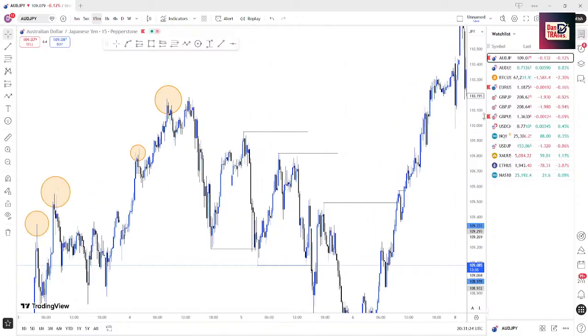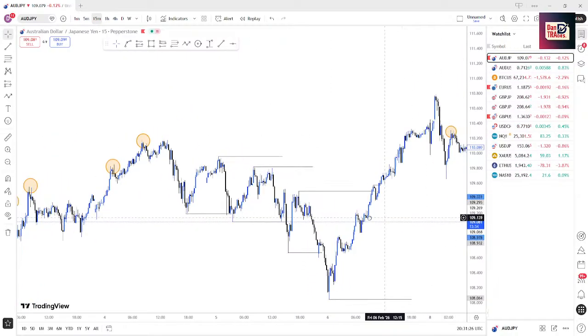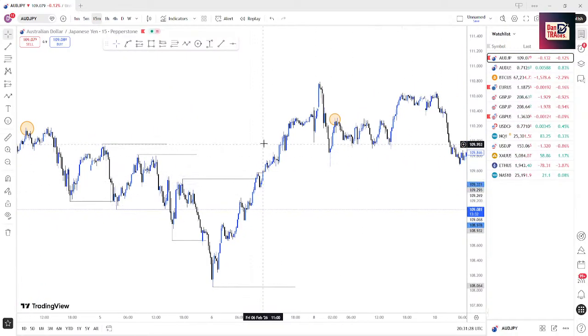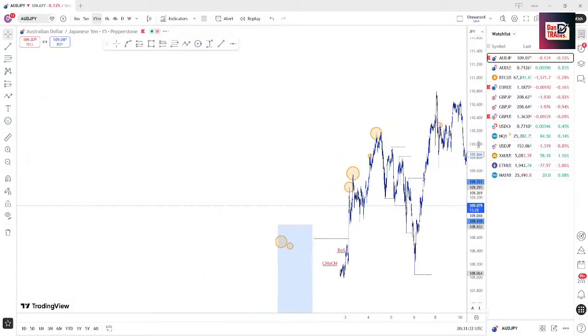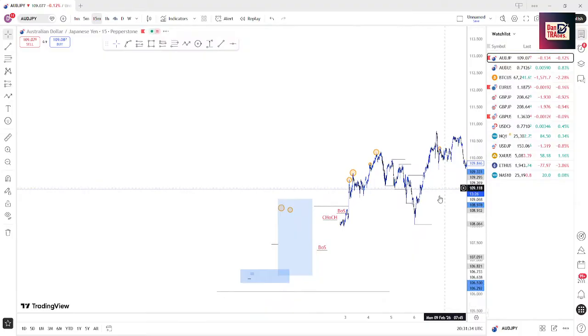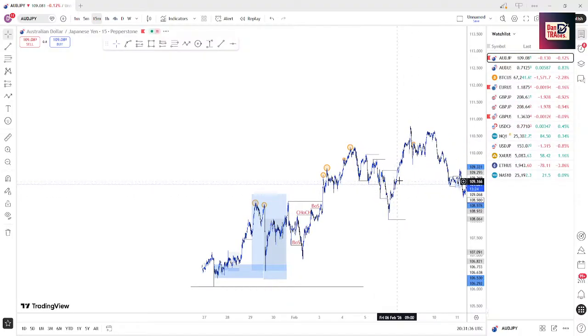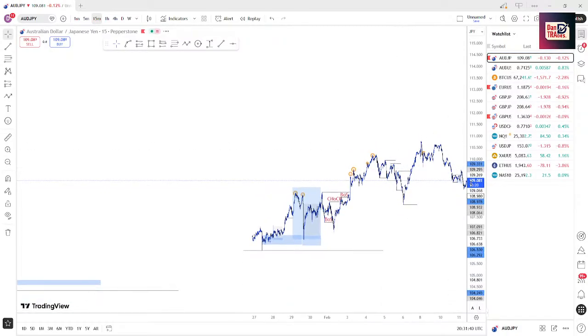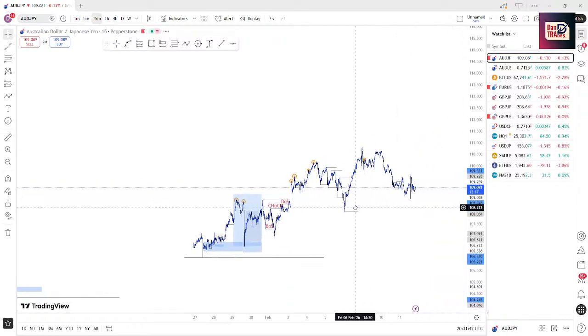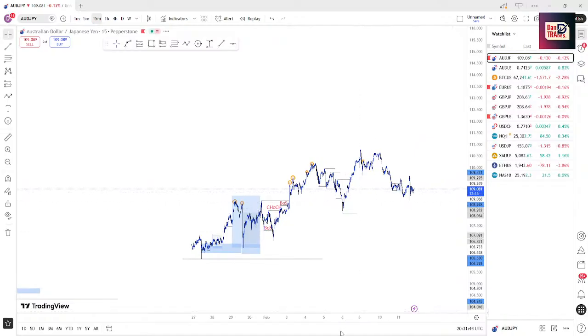Now, this chart is not even that clear. It's not very clear, so it looks a little choppy, but you handle it. It's something you are going to learn doing after a while. You're going to get used to it after a while. So that's basically it about the break of structure and the change of character.